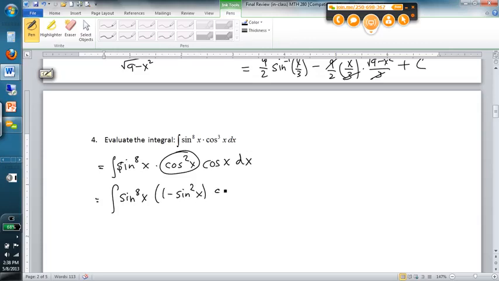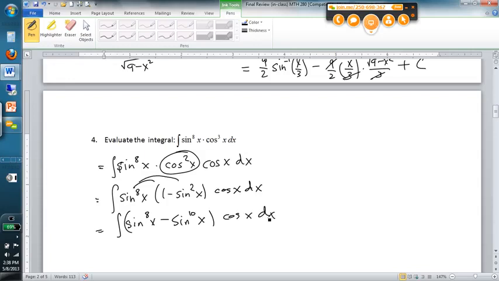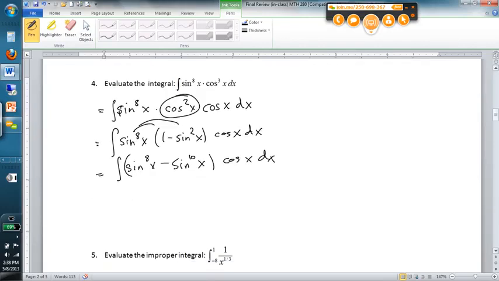Because here's what happens. Distribute the sine to the 8th, so it'd be the integral of sine to the 8th x minus sine to the 10th x times cosine x dx. And what is now our next u substitution, right? Now we say u is the sine of x. So du would be cosine dx.